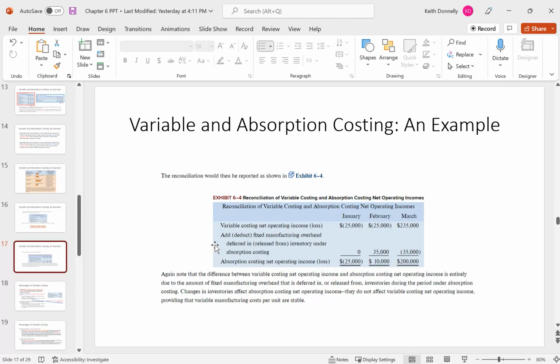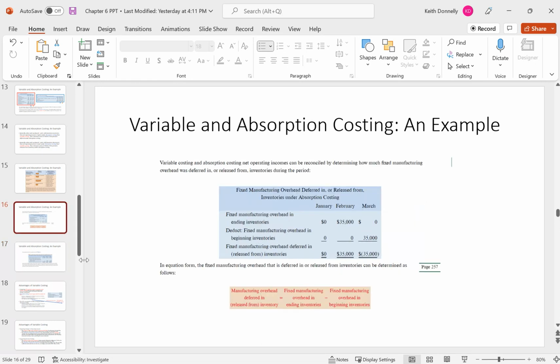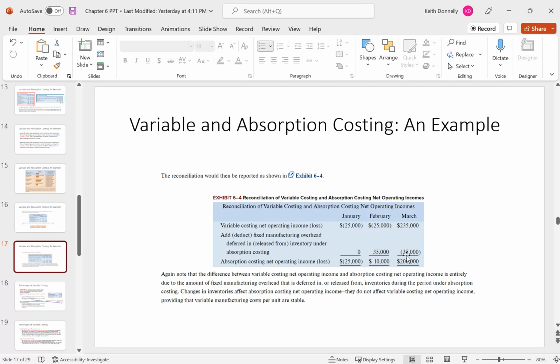And once you have these items, we could do a reconciliation. So it's step 1 and then step 2 here. 0, 35, negative 35, carry that over, 0, 35, negative 35. In other words, you take your variable costing net operating income, you add to that any positives from step 1, that is to say any fixed manufacturing overhead that was deferred under absorption costing. So 25 plus 0 is 25, negative 25 plus 35 gets you 10, 235 minus 35 gets you 200. You go from your variable, through the adjustment, to your absorption. This is how we would reconcile the differences between them, going from one system to the other.